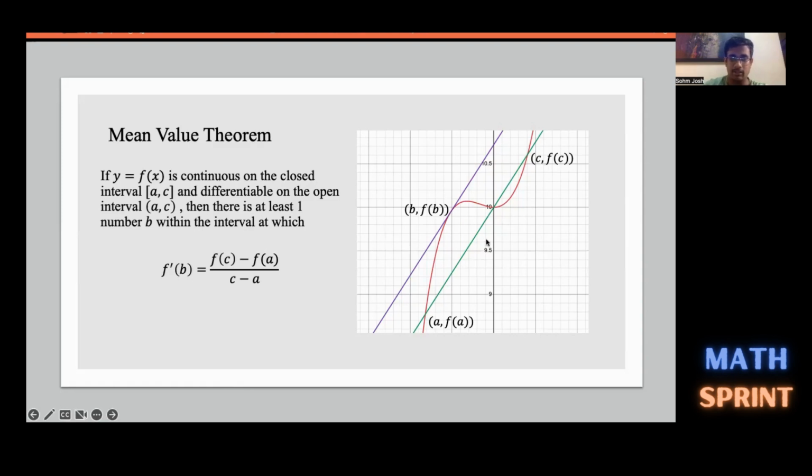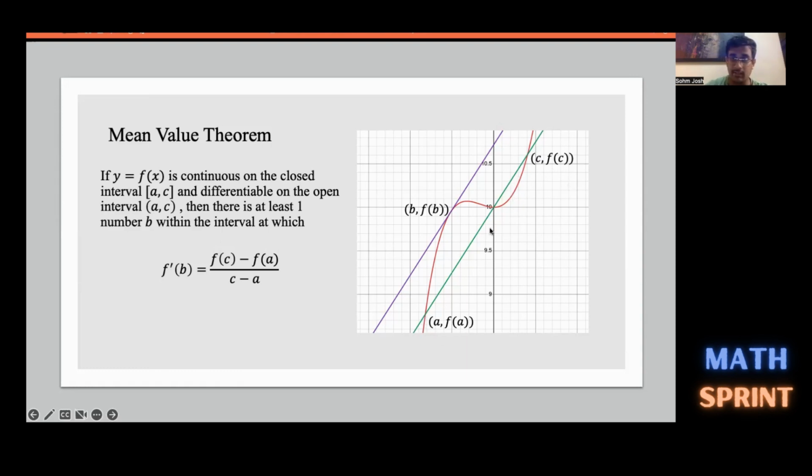I'm going to use this image to help explain to you. We have a red curve over here with the equation y is equal to f of x. And now we also have a green line over here. This is the secant line. The gradient of this secant line, which is connecting the points a comma f of a and c comma f of c, is actually the average rate of change of the red curve over the closed interval a comma c.